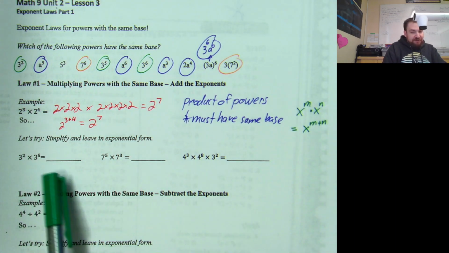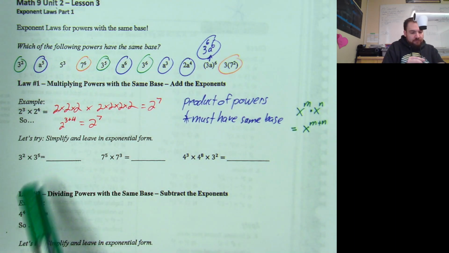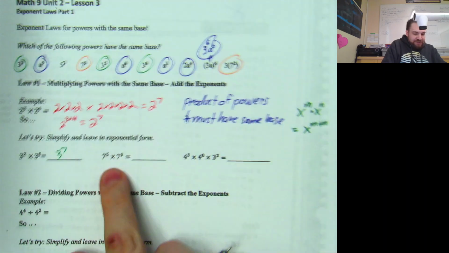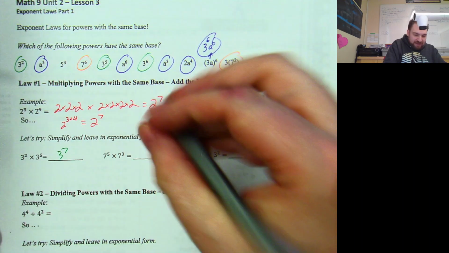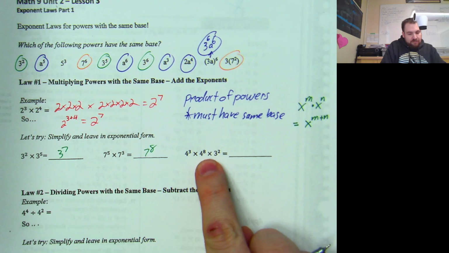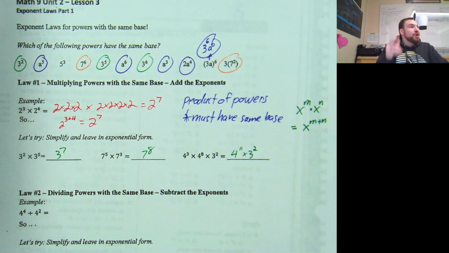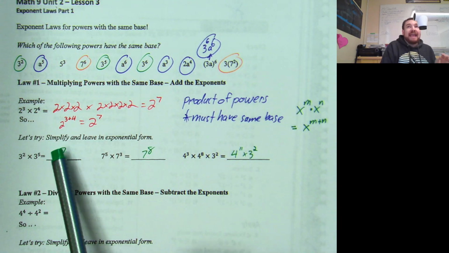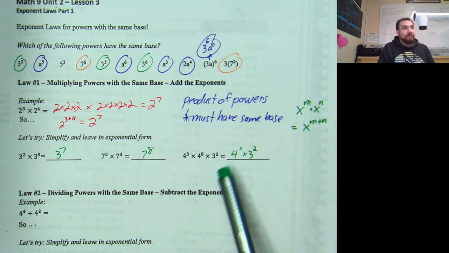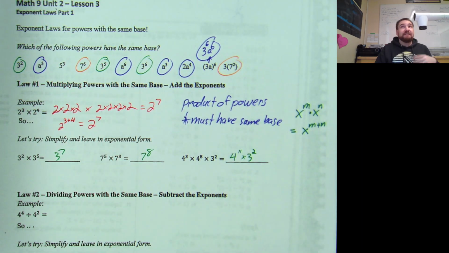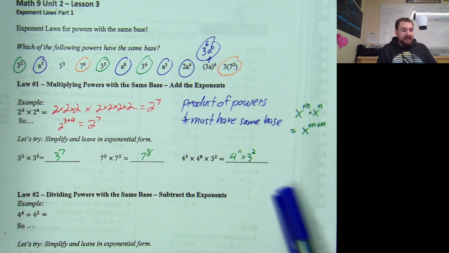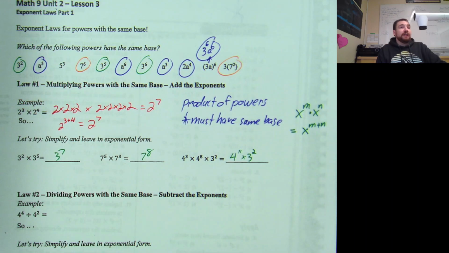So 3 squared times 3 to the 5 is going to be what? 3 to the 7. This one's going to be 7 to the 8. This one's going to be 4 to the 11 times 3 squared. Good. Those bases are different, so I cannot group them. Love it. So that's how you leave it. Because the instructions say to simplify and leave in exponential form, we're done at that point. If I said evaluate, you'd have to pull out your calculator because I don't know what 4 to the 11 is, and I would not expect you to do that longhand.